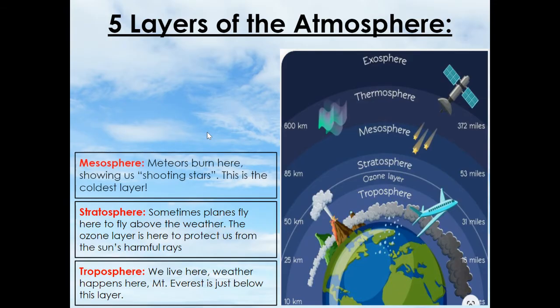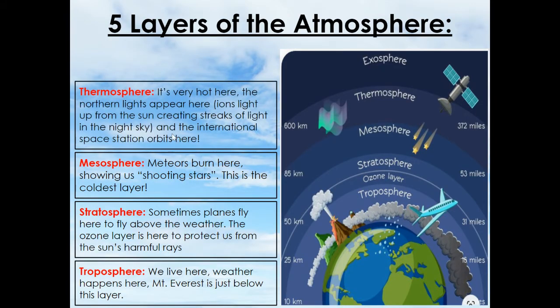Above that is the mesosphere. This is where meteors burn up. So when they get a little too close to Earth, these meteors are flying through space. It's the friction against the super cold air here that burns up these meteors. It's a very cold layer.